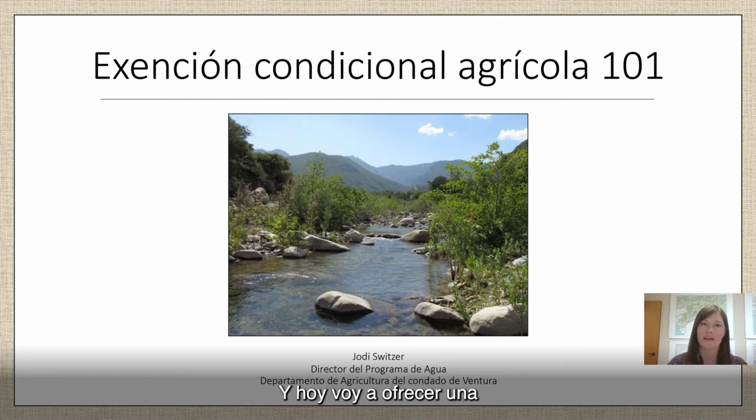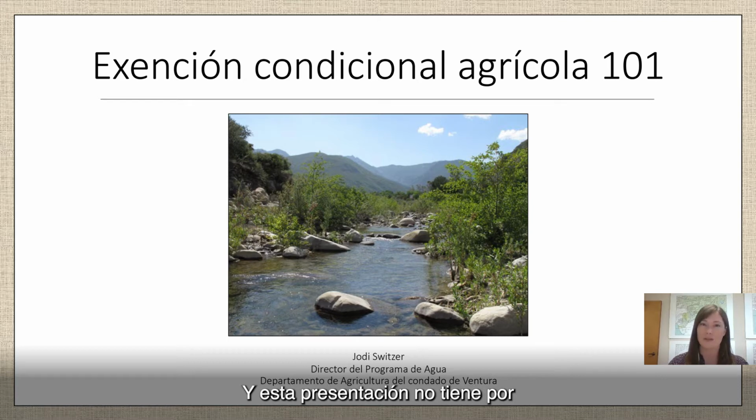And today I'm going to be providing a very high-level overview of the Conditional Ag Waiver Program, including how water quality runoff or discharge from agricultural operations is regulated, the pollutants of concern that can be discharged from those agricultural operations, and what Ventura County growers need to do to comply.